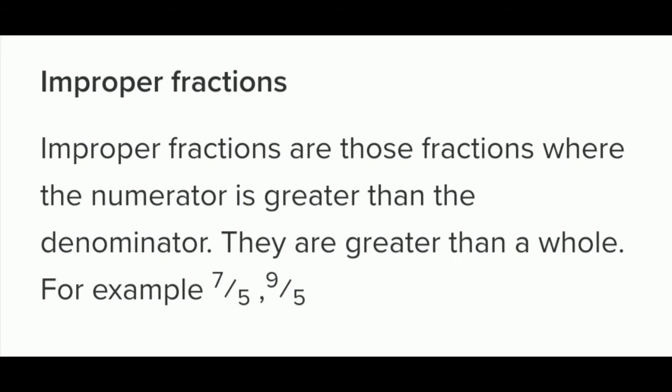So what is an improper fraction? Improper fractions are those fractions where the numerator is greater than the denominator. They are greater than a whole. For example, 7 by 5 and 9 by 5. Here you can see the numerator is greater than the denominator. But in the proper fraction, the numerator was lesser than the denominator.